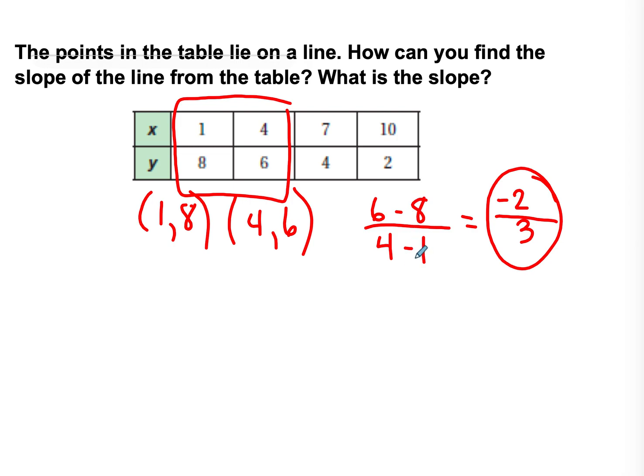1 goes on the bottom, and then when I subtract, I have 6 minus 8 is -2, and 4 minus 1 is 3. If I had subtracted in the other order, I would have gotten a +2 on the top and the -3 on the bottom. It doesn't really matter, but our slope for that one is going to be -2/3.